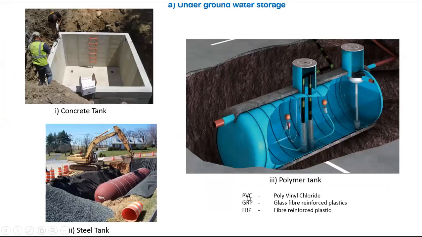Polymer tank means the material. What are the materials? PVC will be there, polymer will be there, GRP, glass fiber reinforced plastic, FRP, fiber reinforced plastic will be there. These are the materials for the polymer tank. Another one, steel tank will be there. Steel means galvanized or some other materials; a lot of materials will be there. For the steel tank, after painting we will use it. Then the concrete tank: reinforced concrete we have to use for constructing the tanks. So these three materials will be there to store the underground water.